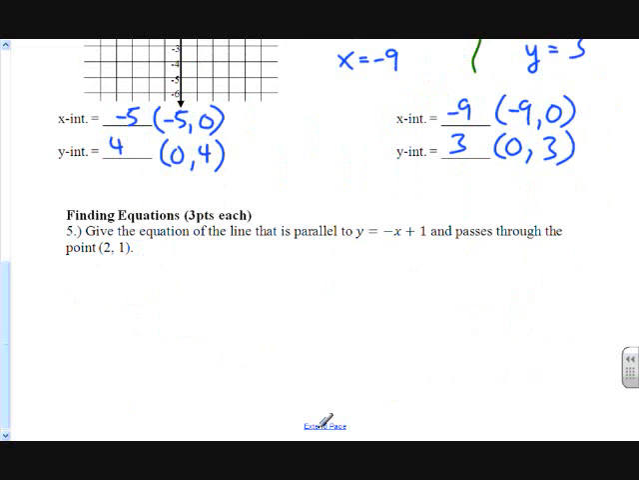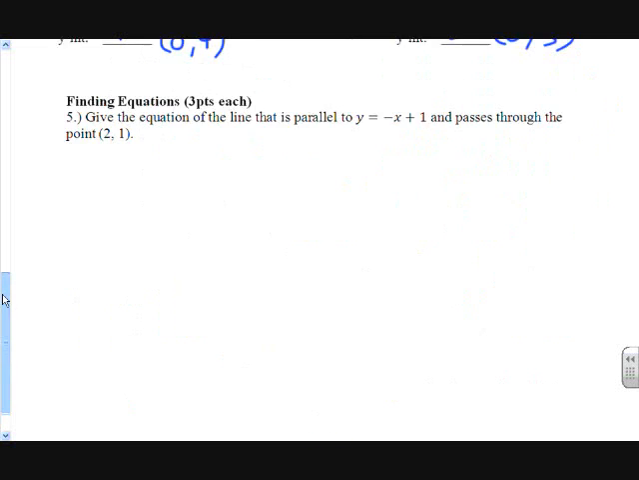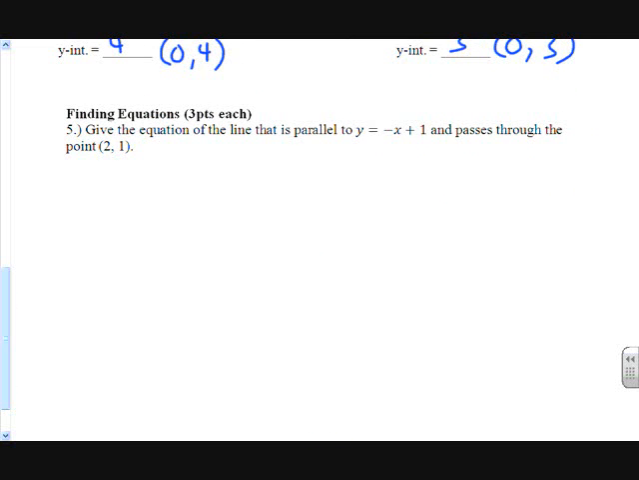In number 5, it's asking us to write the equation of the line. And remember, the two things I need to write the equation of the line are the slope and the y-intercept. So for my slope, since it's telling me that our line is going to be parallel to the line y equals negative x plus 1, remember, parallel lines have the same slope. So I look at the slope of this line.